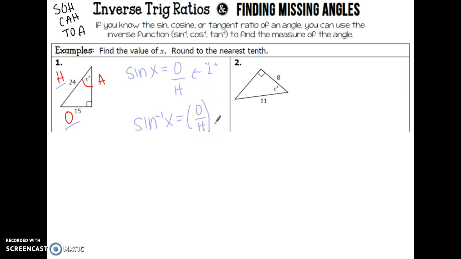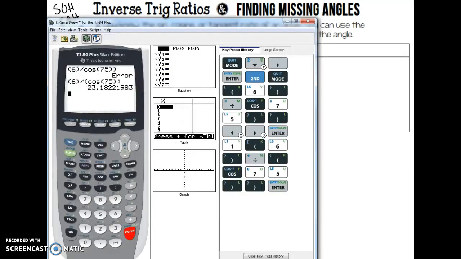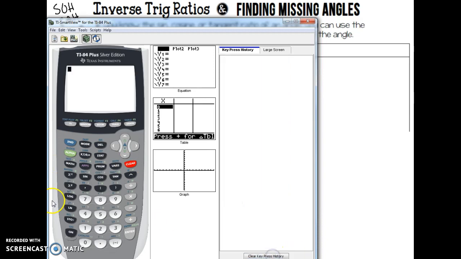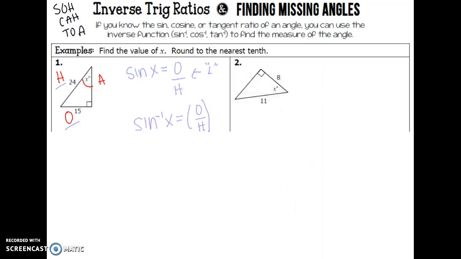So let's go look at how we can find our inverse. So pull up your calculator. I'm going to clear this. So we will be using the same button, but we will be pressing second first. So we will say second, and then we're going to press sine. That should pull up this little -1 next to your sine, and that is how you know you are using that inverse function.